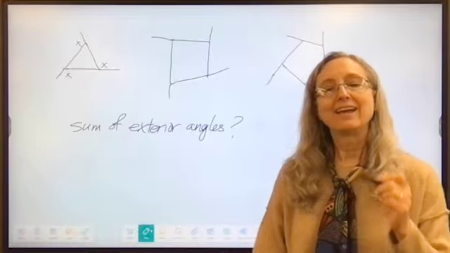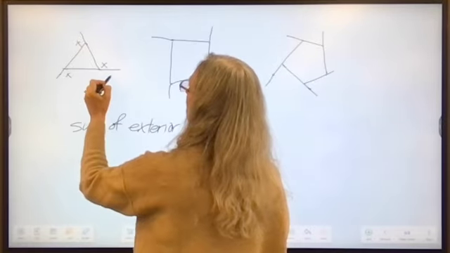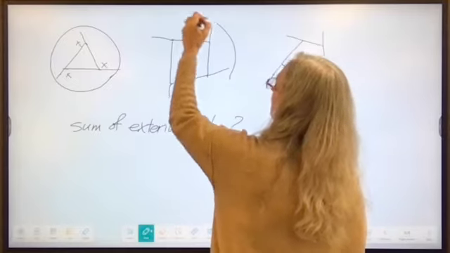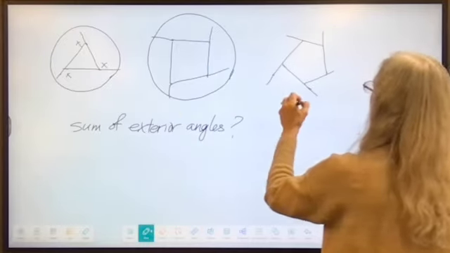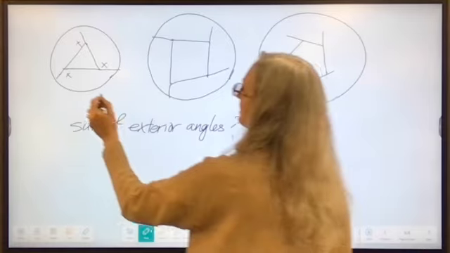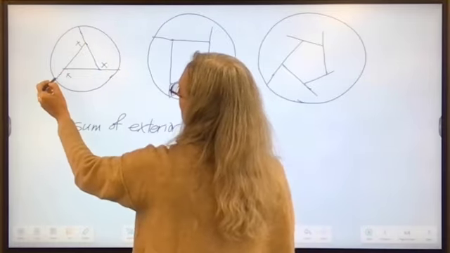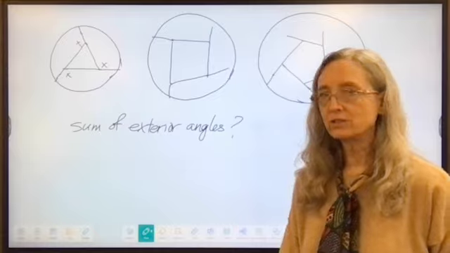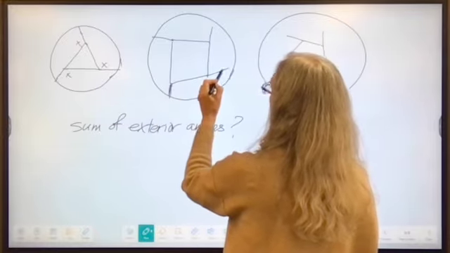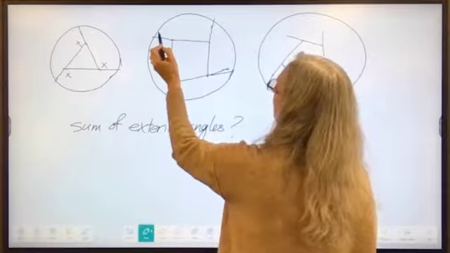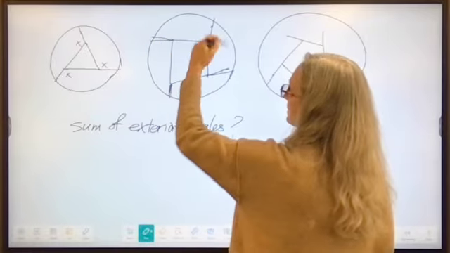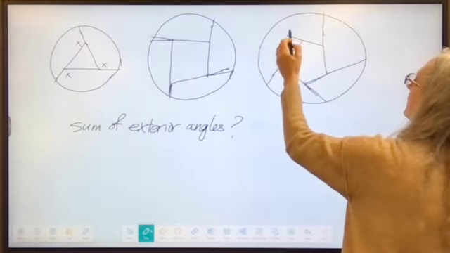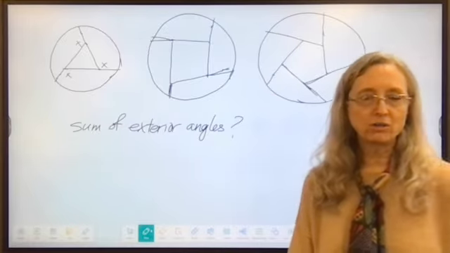Any figure, I can always draw a circle around it. I can draw a circle around this, and I can draw a circle around this. And if I extend those sides, do you see how these angles encompass all of the circle? Same thing here, between this angle and this angle and this angle and this angle, I've covered the entire circle. Same thing here, I've covered all of the circle.